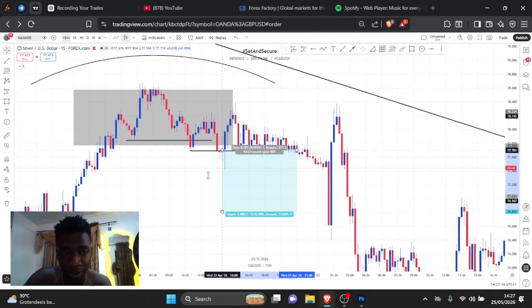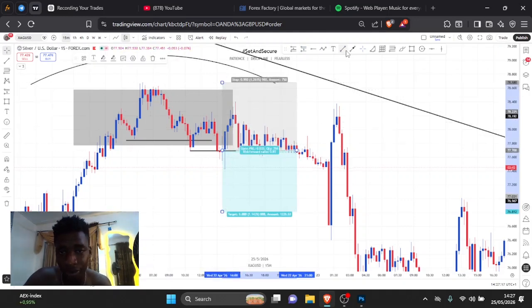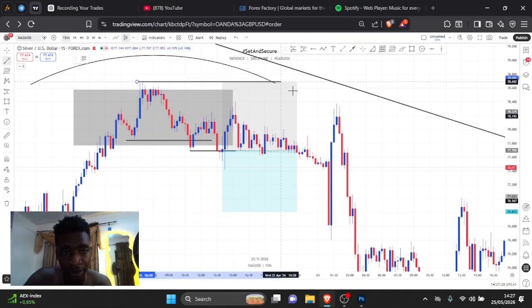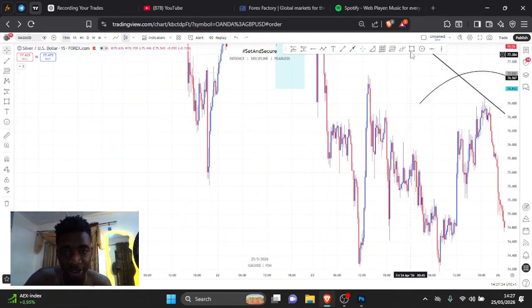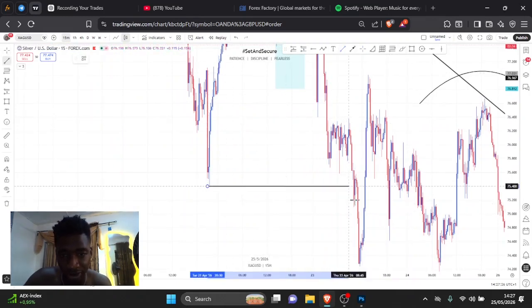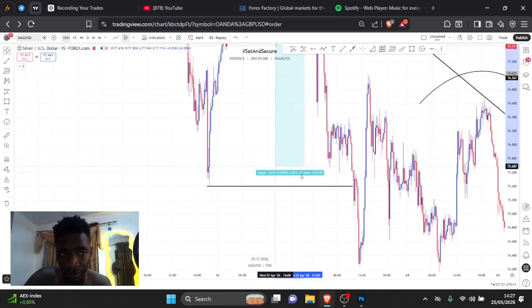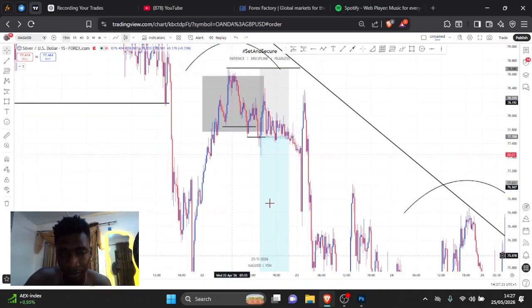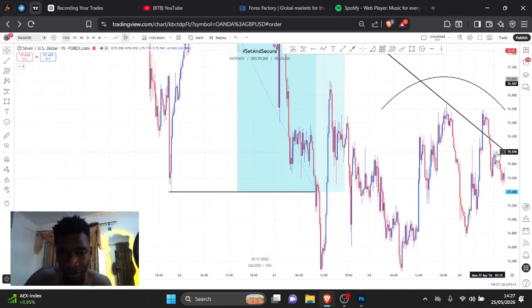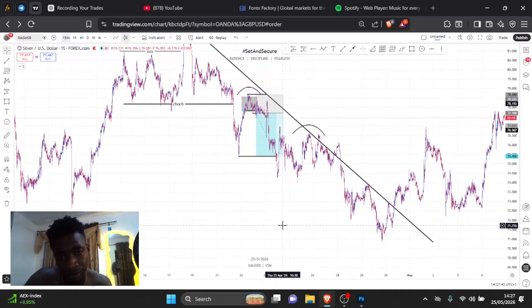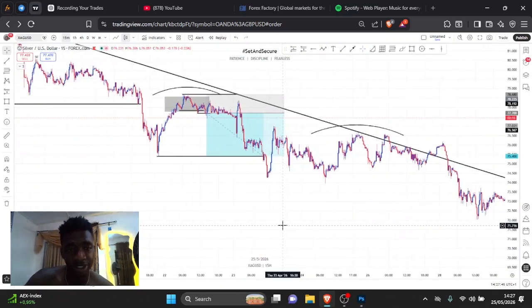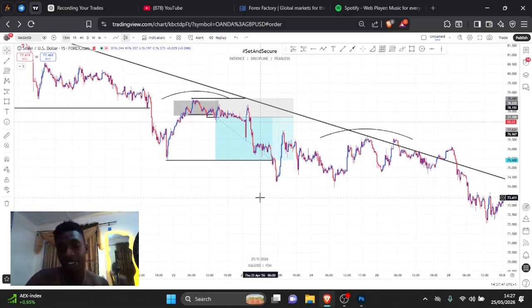And remember, our stop is going to be on the previous high. We are going to be targeting the next sell liquidity, which is there. And that's how you make some money. Do you understand? So this is a very, very easy setup.